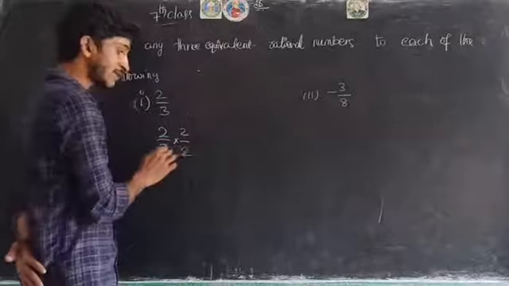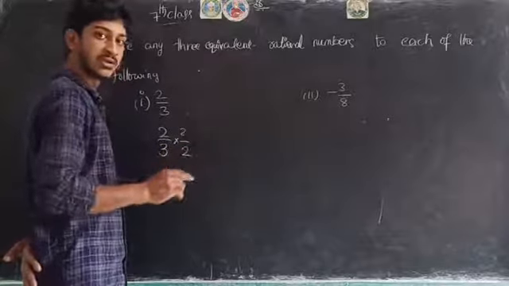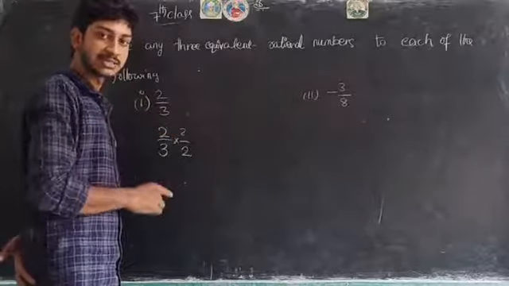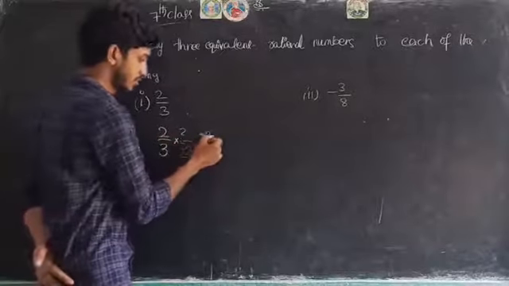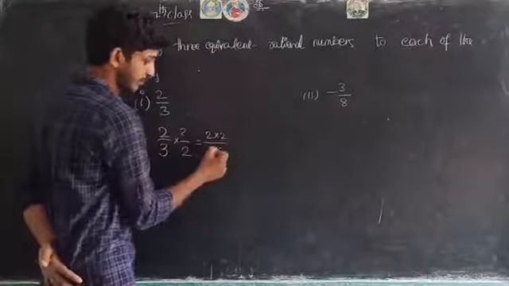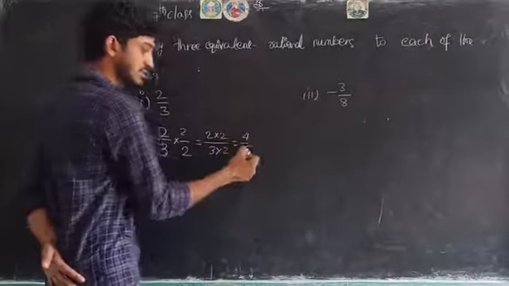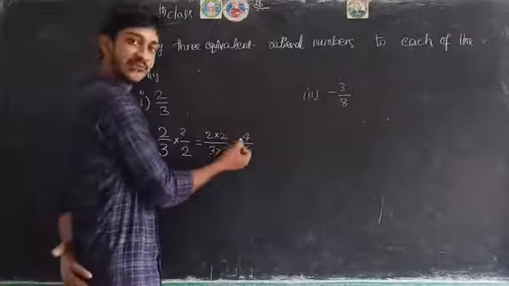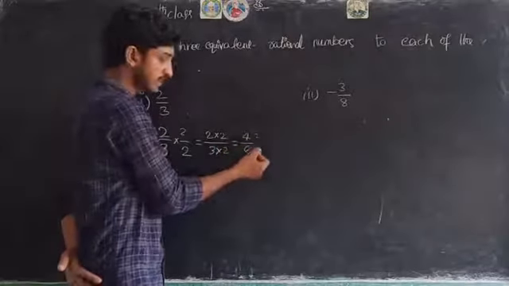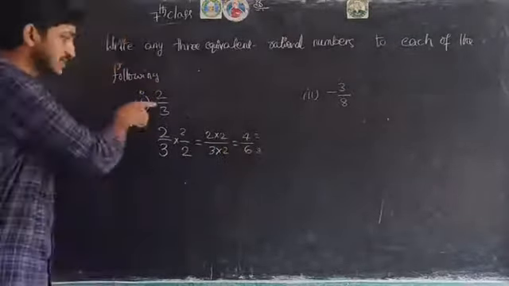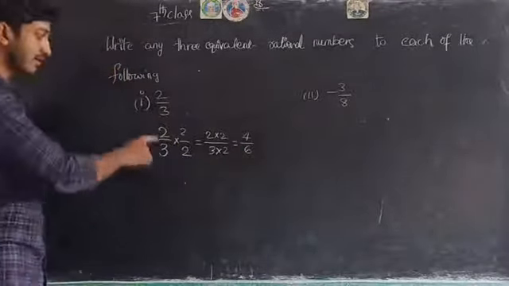So in this way I am taking 2 by 2. If you take 2 by 2, it means 1. If you multiply any number with 1, the answer is the same number. So 2 by 3 into 2 by 2 is equal to 2 into 2 by 3 into 2. 2 multiplied with 2, 4. 3 multiplied with 2, 6. See here, in the 2 table, 4 is how many times? 2 times. And 6 how many times? 3 times. So the answer is 2 by 3. So it is an equivalent rational number for the given number.